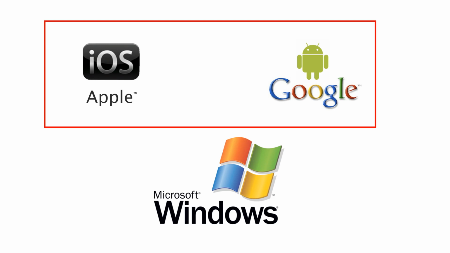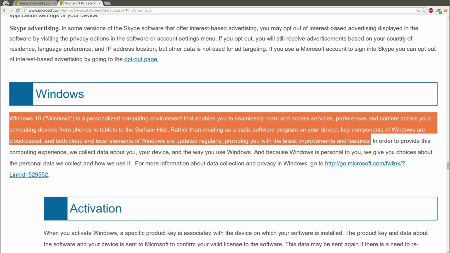Now, with that in mind, let me just read you Microsoft's own description of Windows 10, which can be found in their online privacy statement. Windows 10 is a personalized computing environment that enables you to seamlessly roam and access services, preferences, and content across your computing devices, from phones to tablets to the Surface Hub. Rather than residing as a static software program on your device, key components of Windows are cloud-based, and both cloud and local elements of Windows are updated regularly, providing you with the latest improvements and features.